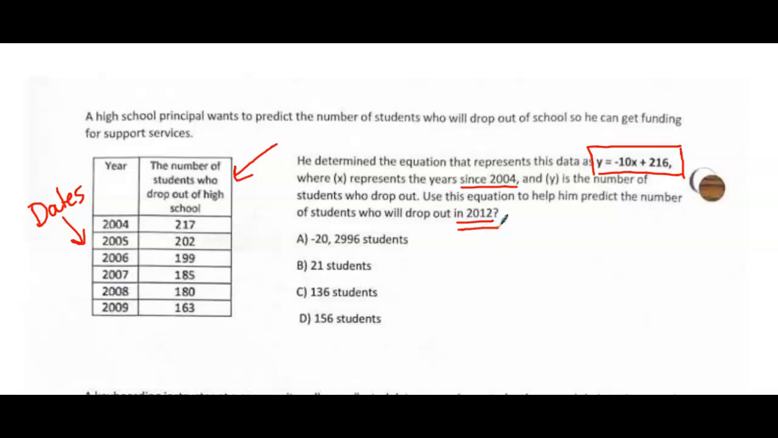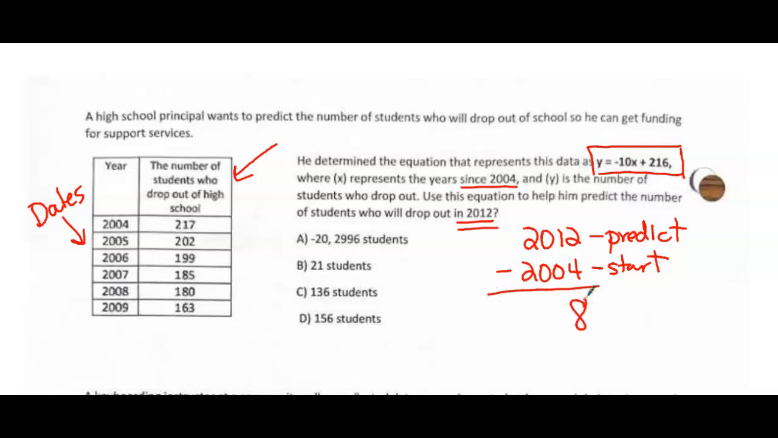So remember, when there are dates, you take the predicted year, 2012, and you're always going to subtract the start year. And the start year was 2004. When you subtract those, you get 8, and that represents x. So you use the equation y equals negative 10x plus 216. You'll go into your table, you look for x equals 8, and the answer is 136 students.